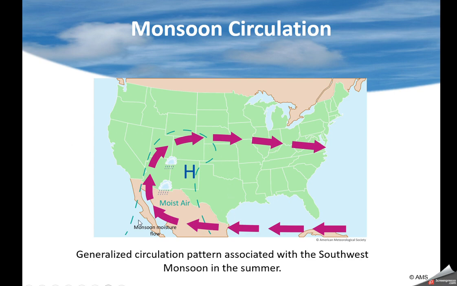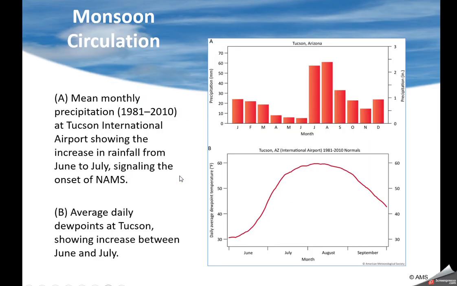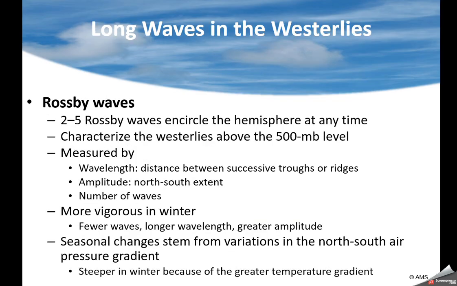Moisture comes in off the Gulf of Mexico and even off the Pacific into that area. If you look at Tucson, Arizona, they get lots and lots of rainfall in July and August. You can literally watch the dew point sitting in the 40s out there, and all of a sudden it will move up into the 50s and 60s, and that triggers this huge rainfall event to begin.